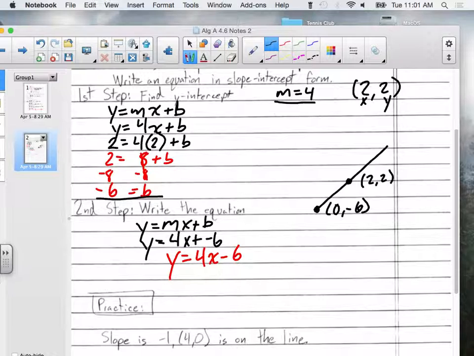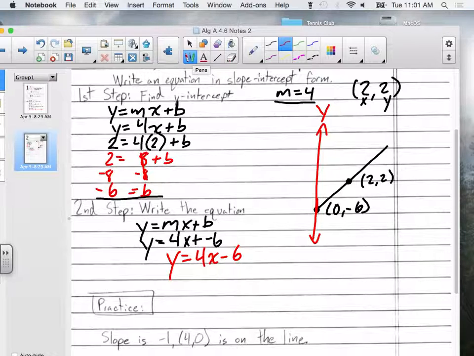So, which of these points is our y-intercept? 0, -6. So, what's true about all y-intercepts? Their x value is 0 and they all are on the y-axis, right? So, we can draw a straight line. So this represents our y-axis.